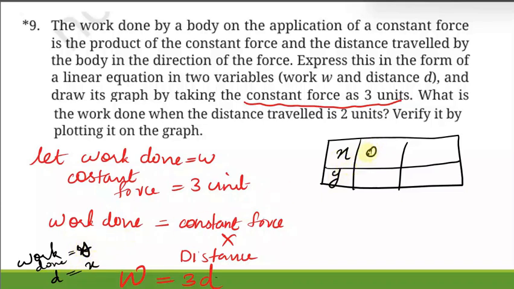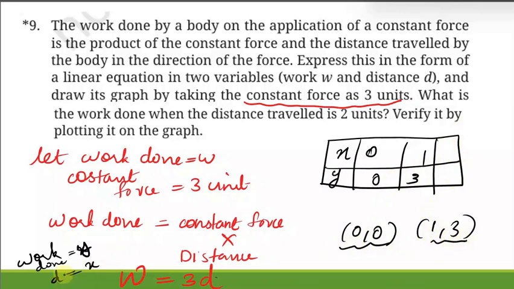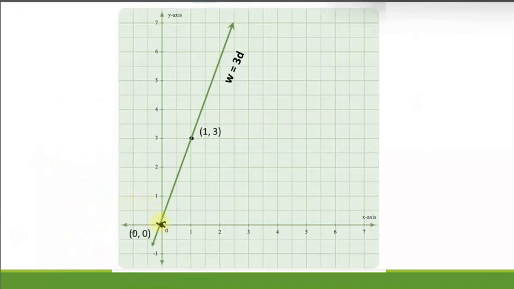So if x is equal to 0, clearly y also will be 0. Now if y is equal to 3, that means work done is 3, means W is 3, means D will be 1 only, right? This is enough. So our points are (0, 0) and (1, 3). If you want, you can take one more point so that you can plot it in the graph. Let me show you the drawn graph here. This is (0, 0) and this is (1, 3), and we have joined them.